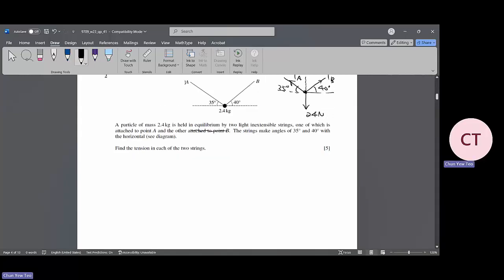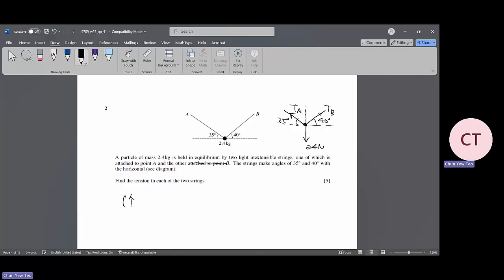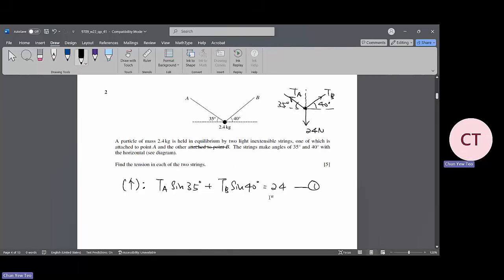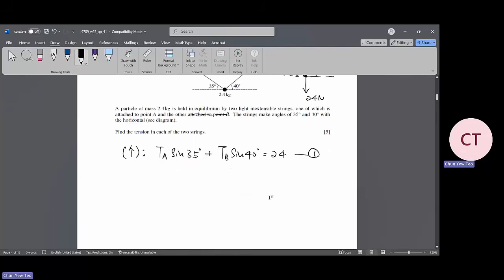Now if you resolve the forces vertically, you get TA sine 35 plus TB sine 40 is equal to 24 Newton. That will be my equation number 1. I don't plan to press the calculator for these two values. I just leave it like this so that the answer remains as accurate as possible.